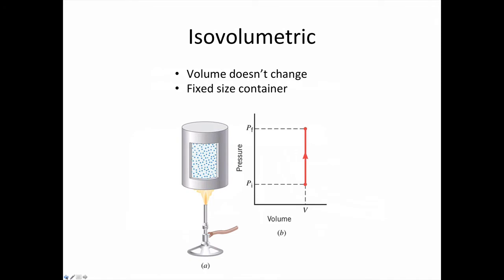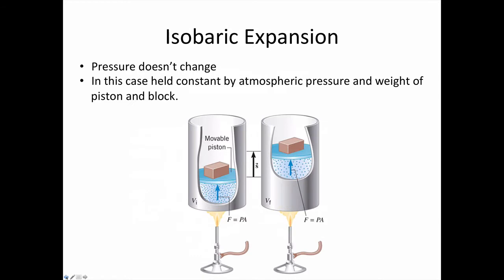Isovolumetric means volume doesn't change. You'll know this is the case if you're told that it's a fixed size container that can't expand. Isobaric means pressure doesn't change. This requires a container like the one you analysed in last week's workshop, where atmospheric pressure and the weight on the piston keep a constant pressure inside.